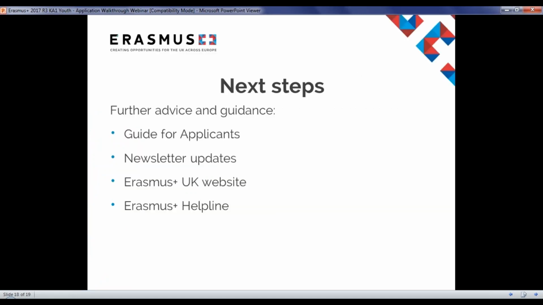To conclude, I would like to remind you of the support the UK National Agency will be offering in the run-up to the upcoming deadlines of the 2017 call year for applications to be submitted under Key Action 1 Youth for each round. A detailed guide for applicants on how to fill out and submit the application form is available. Please make sure you check the correct one, as these guides are tailored to each key action type we manage.